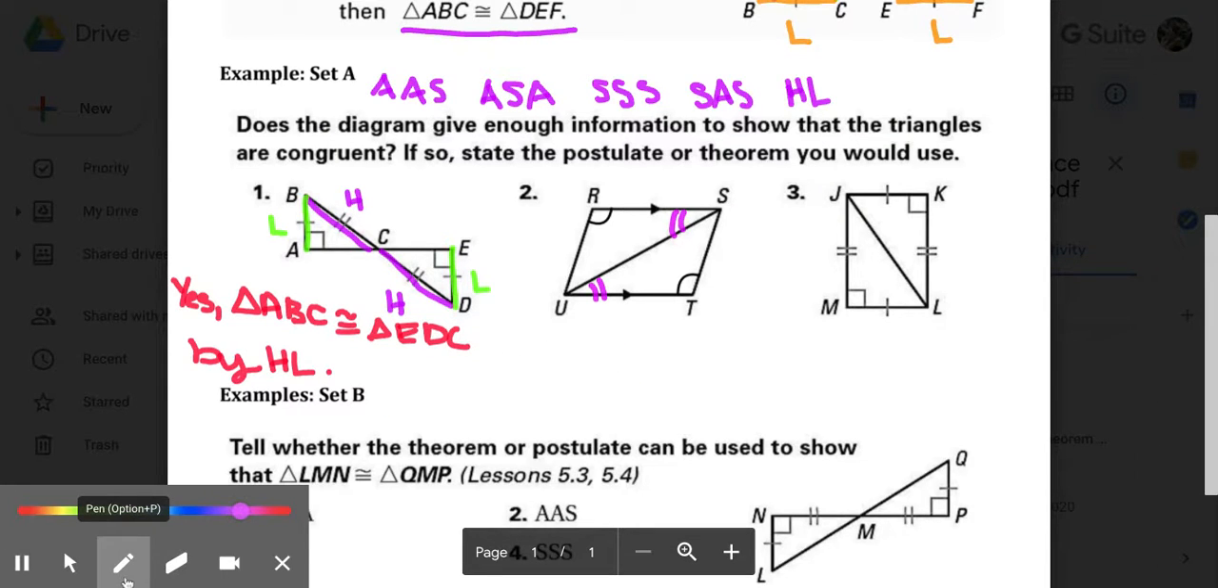Now, right now I only have two angles. I need something else. So one thing that I like to look for is vertical angles. I don't see any of those.